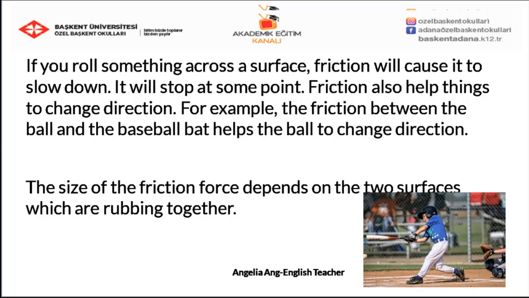If you roll something across a surface, friction will cause it to slow down. It will stop at some point. Friction also helps things to change direction. For example, the friction between the ball and the baseball bat helps the ball to change direction. The size of the friction force depends on the two surfaces which are rubbing together.